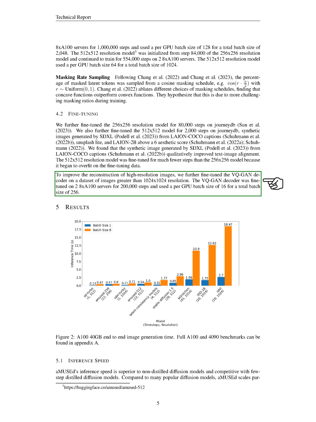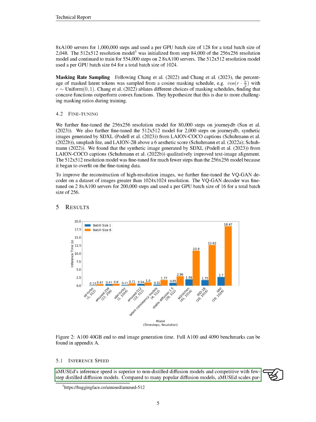This fine-tuning was performed on two 8xA100 servers for 200,000 steps, using a per GPU batch size of 16, resulting in a total batch size of 256. In Section 5.1, we discuss the inference speed of our model, aMUSEd.